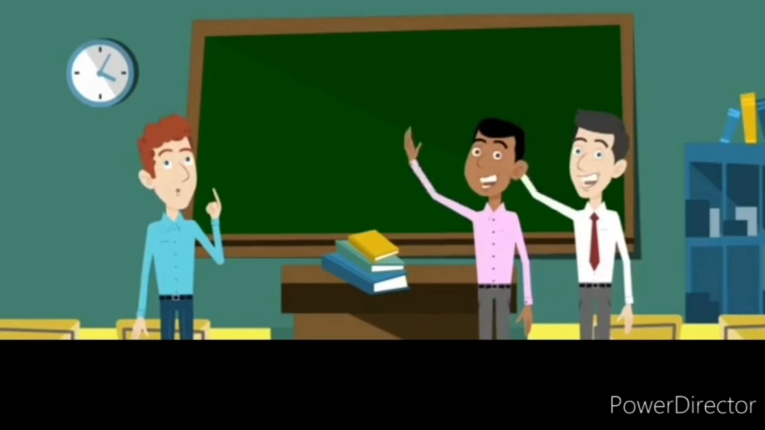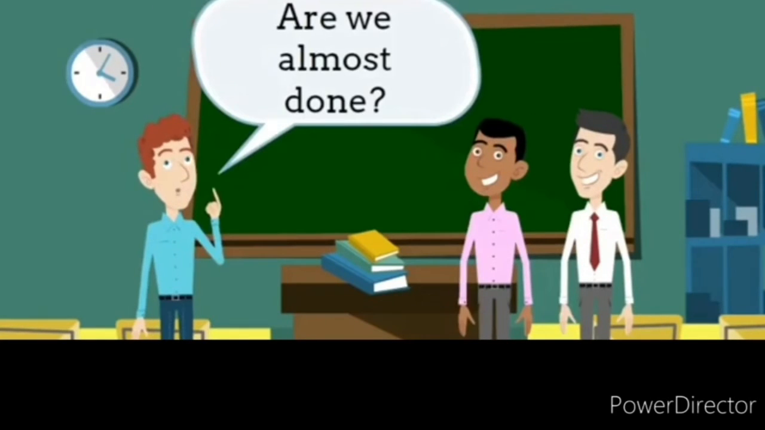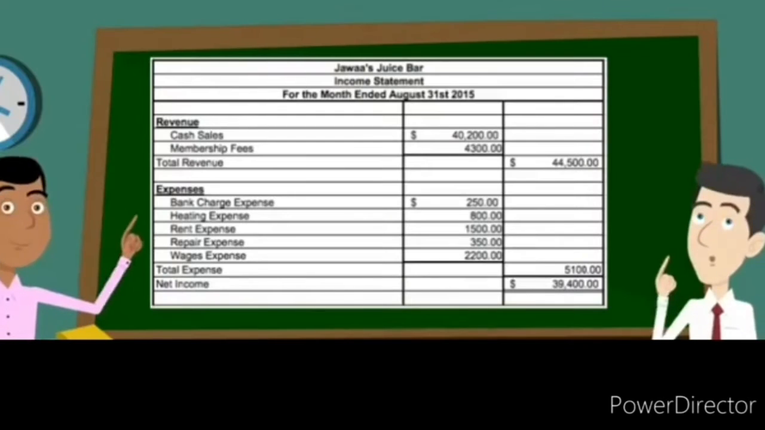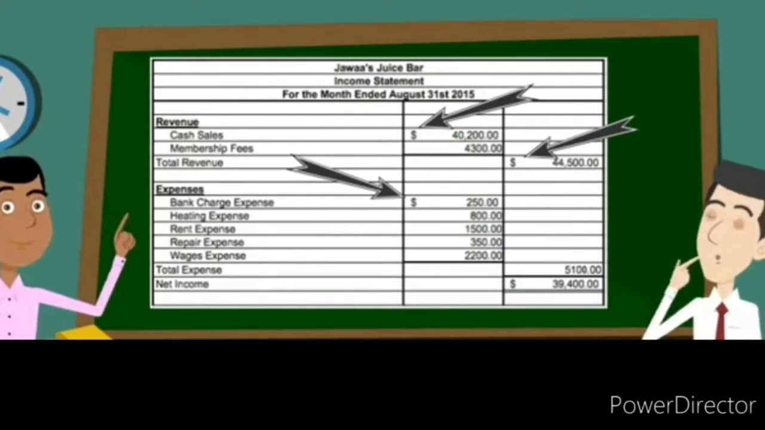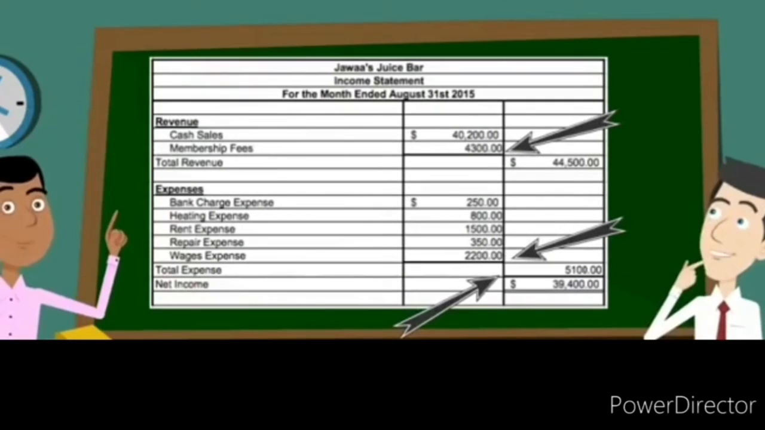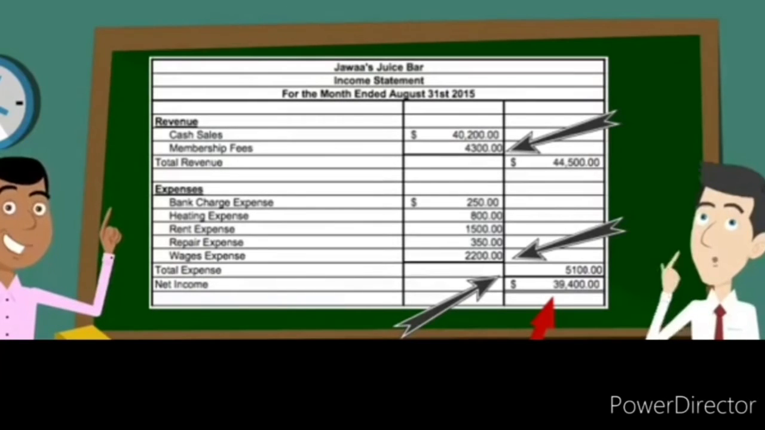Are we almost done? The final step is formatting. You need to determine the total revenue and the total expense. And to get the net income, simply subtract the total expense from the total revenue.